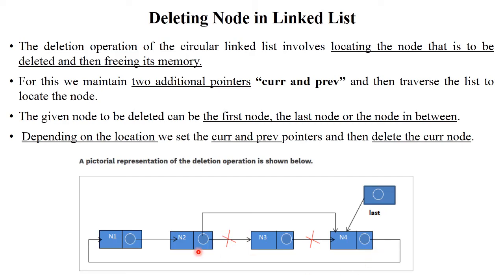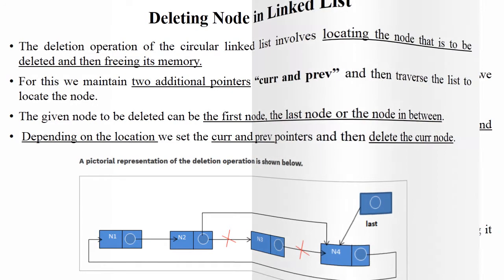Suppose in this list you have to delete N3. So this node is called current and this node is called previous. These two pointers are used for deletion purpose. The given node to be deleted can be the first node, last node or any node in a linked list. Right? So depending on the location, we have to set the current and previous pointers to delete the current node. Clear? In your syllabus, there is only an overview of the deletion operation. Next.